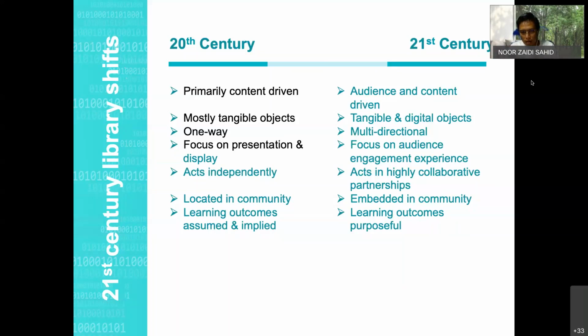And this issue, audience engagement experience ni kita panggil dia sebagai a customer driven concept. A customer driven concept.